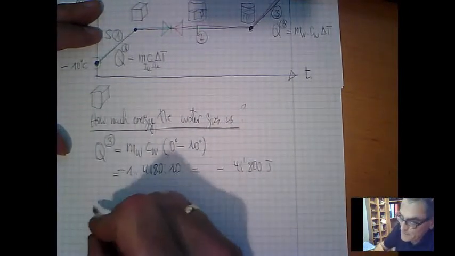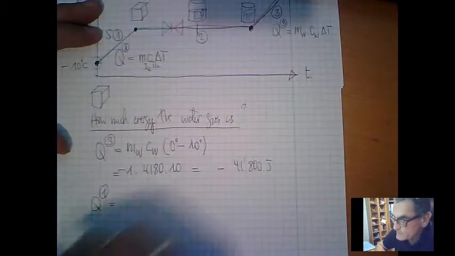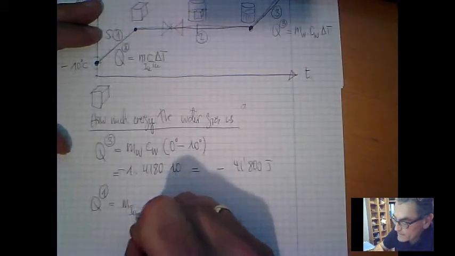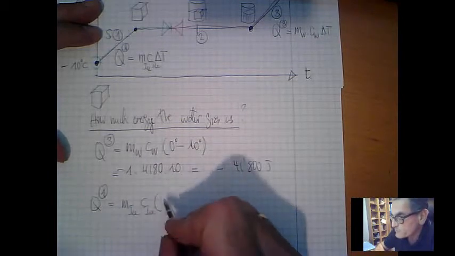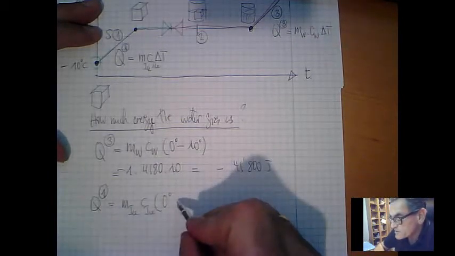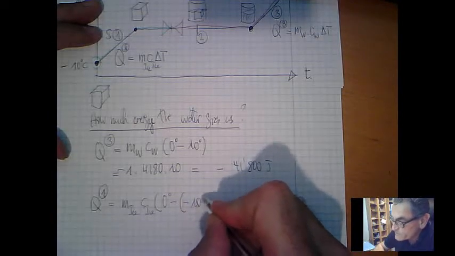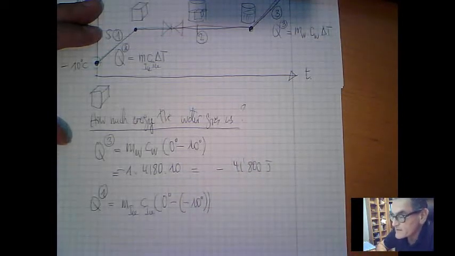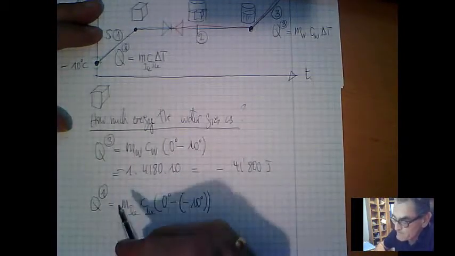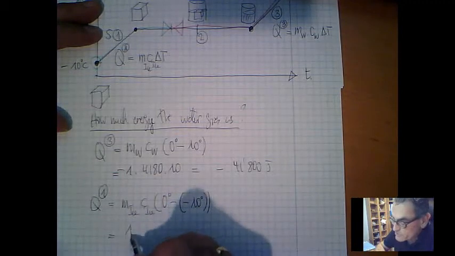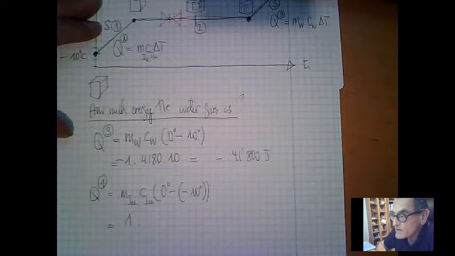Okay, now let's compute the term Q1. Okay, Q1, it's the mass of ice times the C of ice times the final temperature of ice, which is 0 degrees, minus the initial temperature of ice. And be very careful here. The initial temperature is minus 10, so it's minus minus 10, it's plus 10. Okay? How much ice do we have? We have 1 kilo of ice. What is the C of ice? Do you know the C of ice?